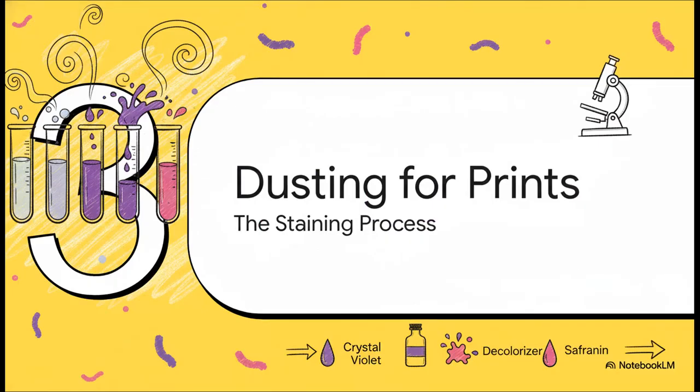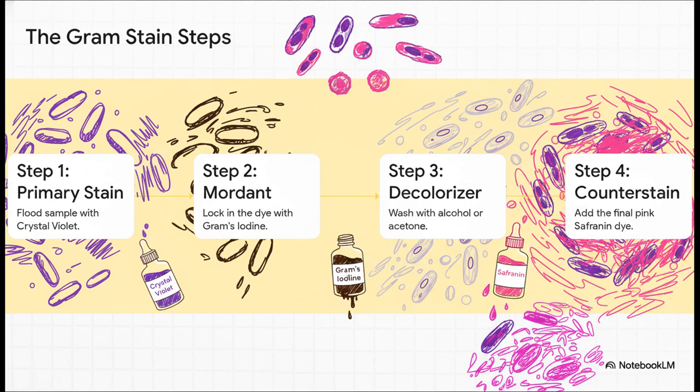So you're probably wondering, how do today's lab detectives actually do this? How do they get these colors to pop? Well, the beautiful thing is, the process is still this elegant, super effective, four-step dance. Okay, let's walk through it. Step 1, you flood the whole sample with a purple dye called crystal violet. Everybody turns purple. Step 2, you add something called a mordant, Gram's iodine, which basically locks that purple dye in. Now, step 3 is the most important part. You wash everything with a decolorizer, usually alcohol. And then for the grand finale, step 4, you add a pink counterstain called safranin.